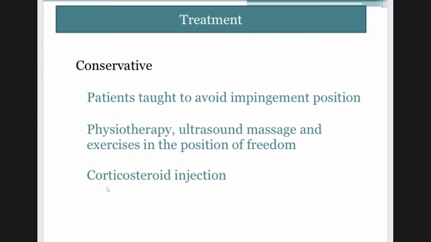Now, physiotherapy is important to build the rotator cuff muscle. So you give isometric exercises of the tendons involved, and ultrasound massage, and exercises are performed in the position of freedom. That means in the position where the tendon does not impinge. And if the pain is not reduced with analgesics, then you can give them a corticosteroid injection in the subacromial space. This will help reduce the inflammation and the pain, and then the patient can begin to meet the physiotherapist and build the muscles.